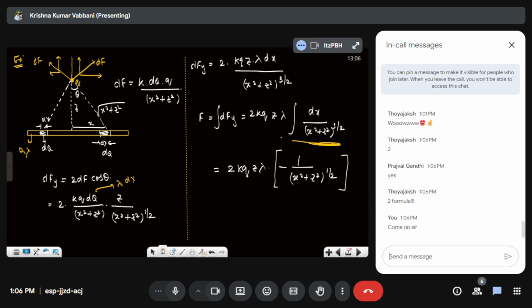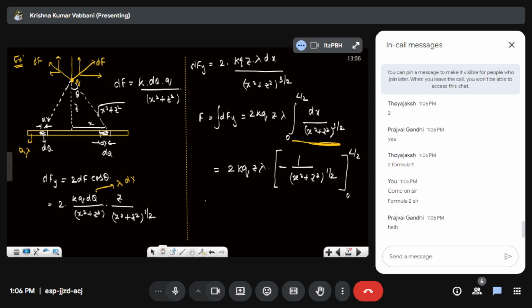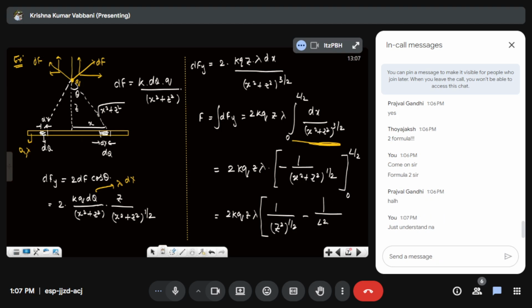Okay, what are the limits here? So this is the symmetry condition. That's why I have to take the limits 0 to L by 2. Let's substitute the values. 2kq z lambda into, substitute our first lower limit because there is a minus. So 1 divided by, if I substitute in x, I will get z square whole power 1 by 2 minus of L square by 4 plus z square whole power 1 by 2.